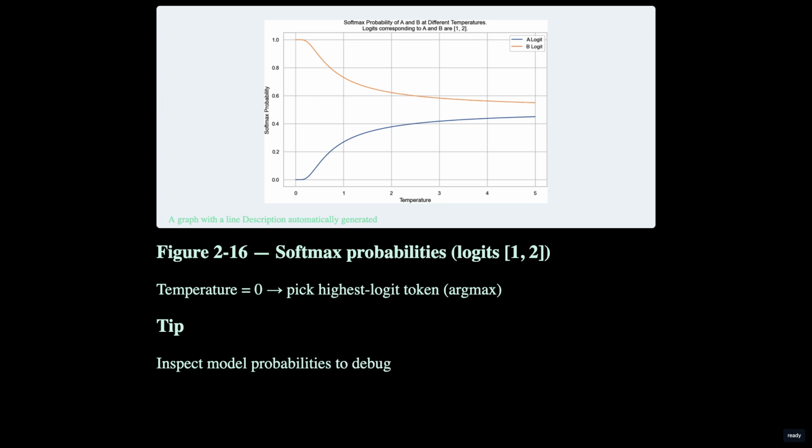A quick, practical debug is to inspect the probabilities the model assigns to tokens or labels. If those probabilities look essentially random, uniform, or noisy across different inputs, the model probably hasn't learned meaningful patterns. This check often points to issues with training data, optimization, or model capacity.